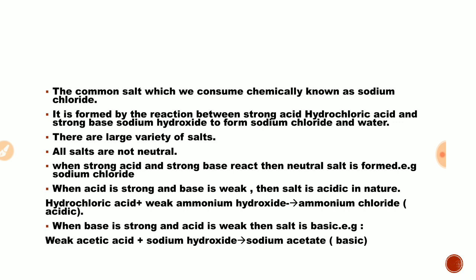But when base is strong and acid is weak, then the salt is basic. For example, weak acetic acid and strong sodium hydroxide. Sodium hydroxide is a strong base, and acetic acid is weak. Then sodium acetate is formed, which is a salt, but its nature is basic. So we can say that salts can be neutral, acidic, or basic.